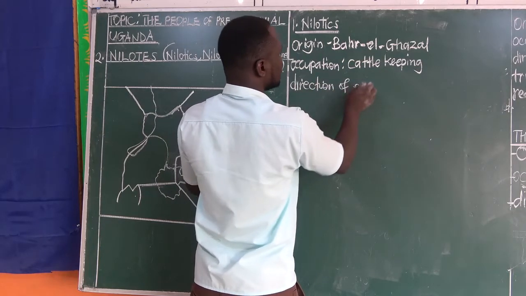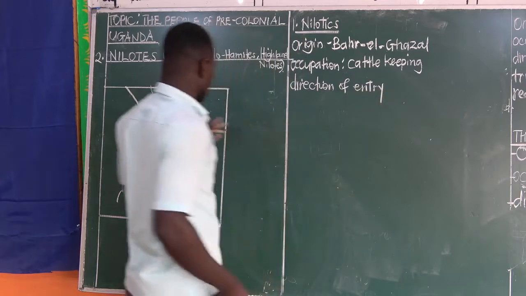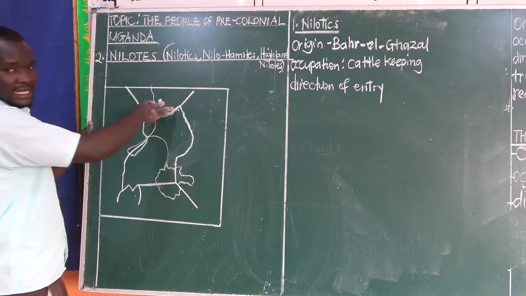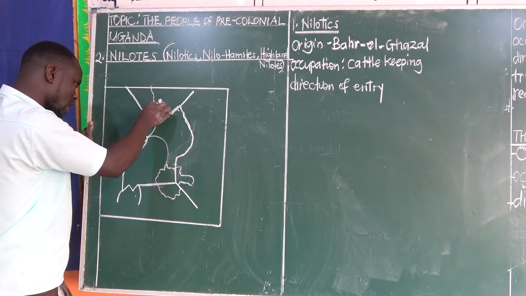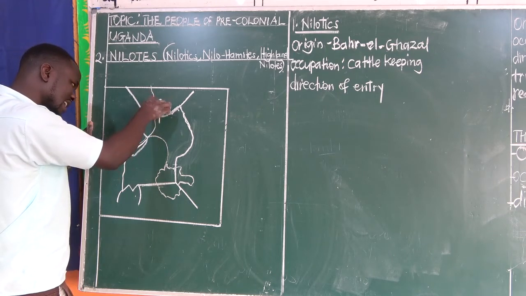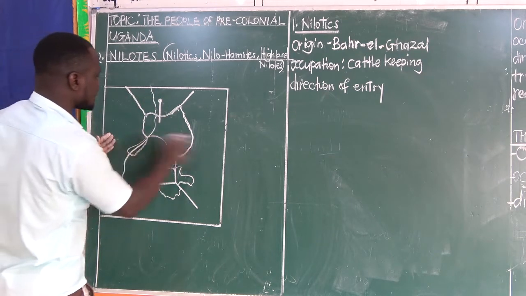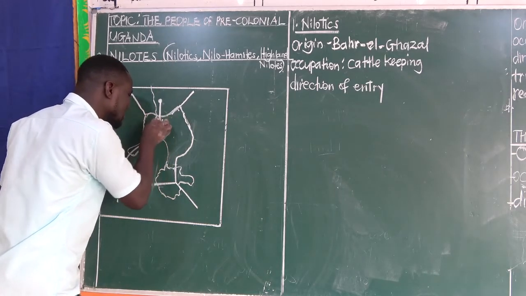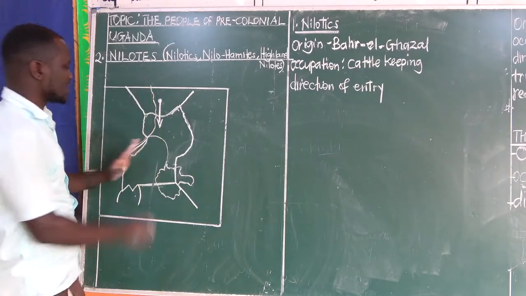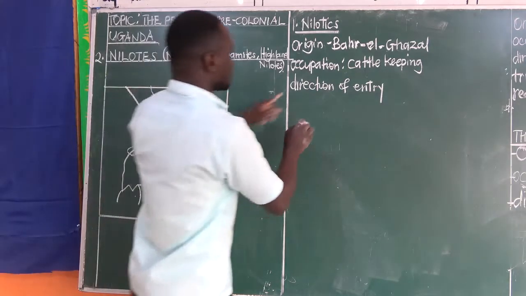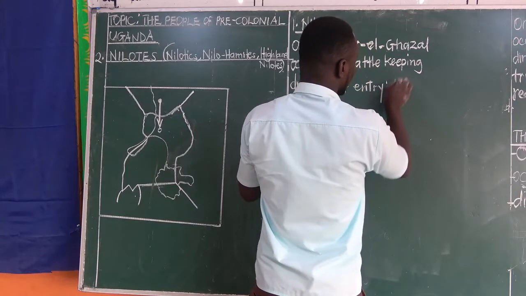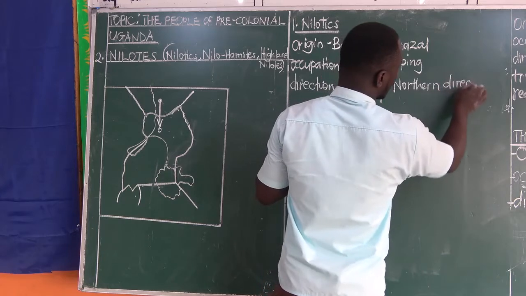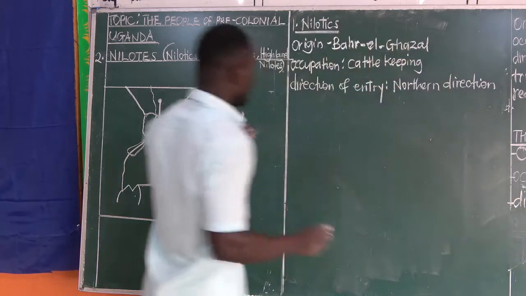The next we are following is direction of entry. Direction of entry into Uganda. Which direction did they take? Now here we are going to have, we say they came from a place in South Sudan which was called Bahr el Ghazal, and they moved southwards. They are moving southwards means they are now entering Uganda through the north. If we put a compass direction here, we shall find that this is the northern part of Uganda. So it means that these people entered Uganda through the north or through the northern direction, and they settled here. So direction of entry, northern Uganda, northern direction.